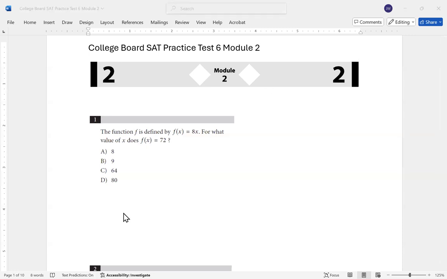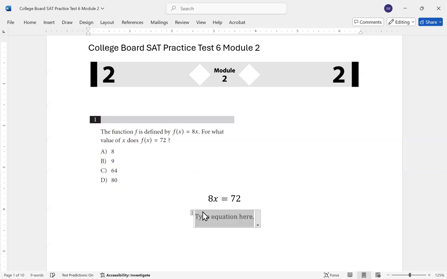Here we go. Question 1. The function f is defined by f of x is equal to 8x. For what value of x does f of x equal 72? We're asking, when does the output equal 72? Since the output is 8x, when is 8x equal to 72? I can divide both sides by 8. Once I divide the left-hand side by 8, I get x. The right-hand side divided by 8 is 9. And therefore, x equals 9 is the answer to problem number 1. That is answer B.